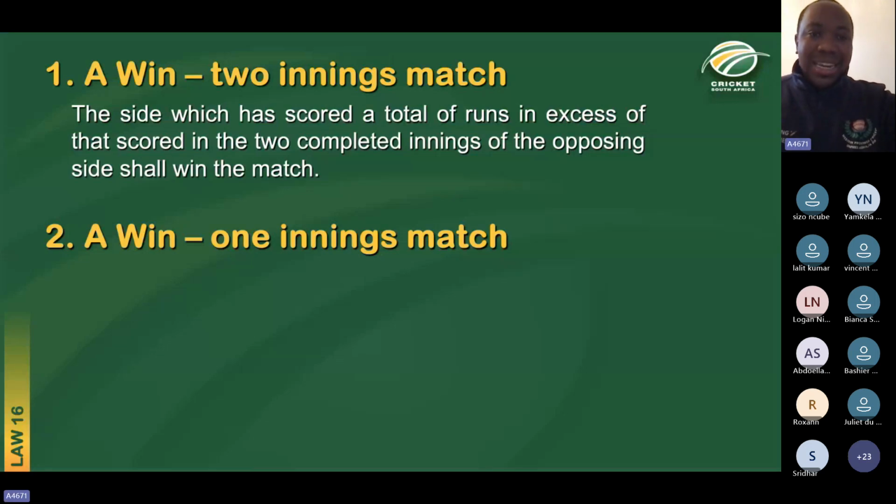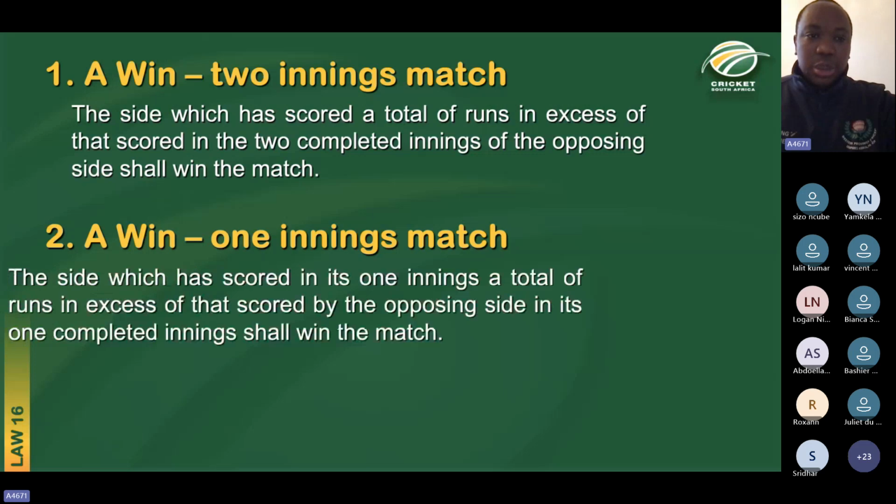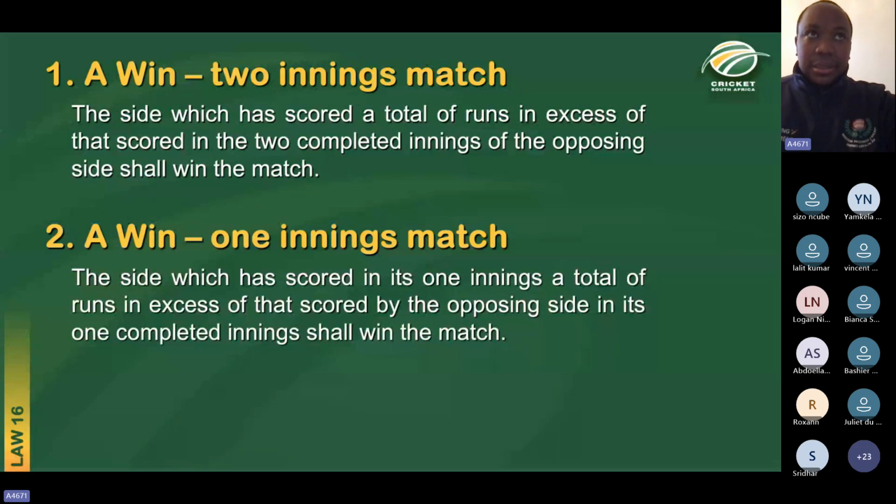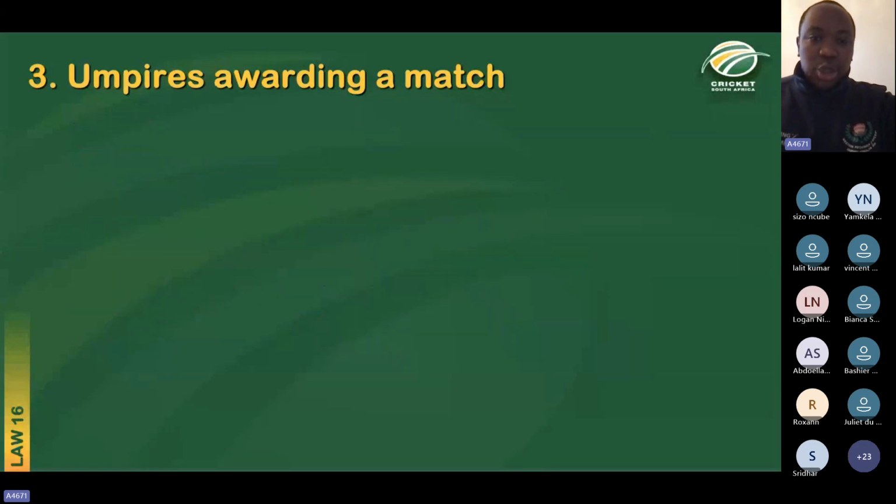What about a win in a 1 innings per side match? An example of a 1 innings per side match is a one-day international or a T20 international. Law tells us that the side which has scored in its 1 innings a total of runs in excess of that scored by the opposing side in its 1 completed innings shall win the match.